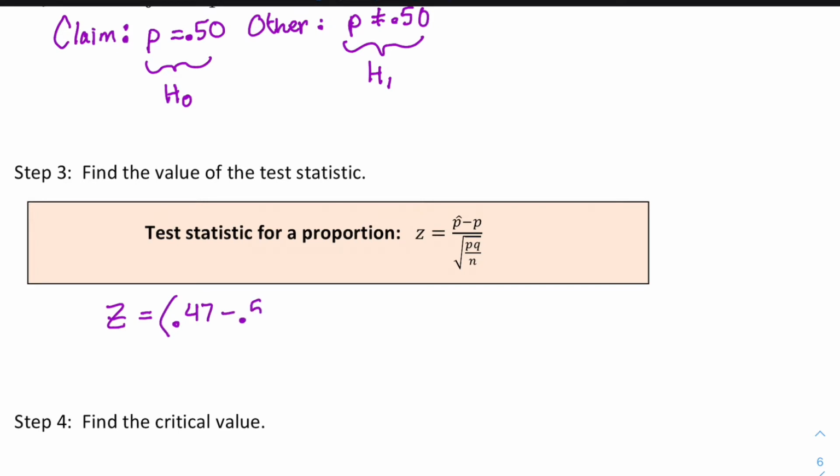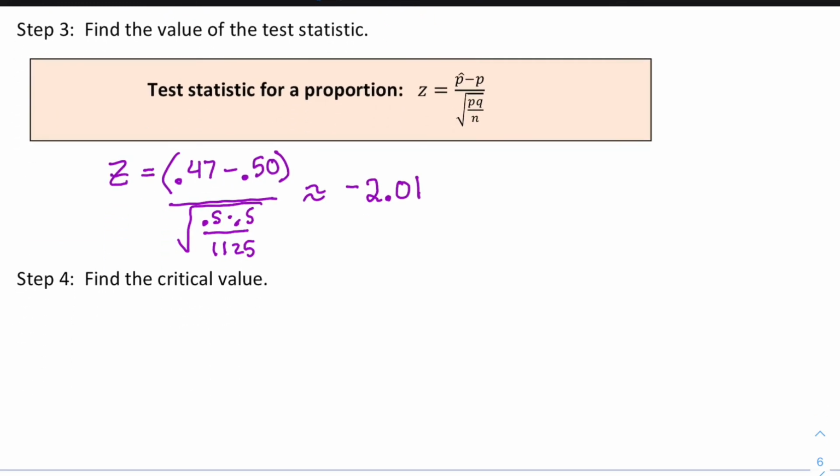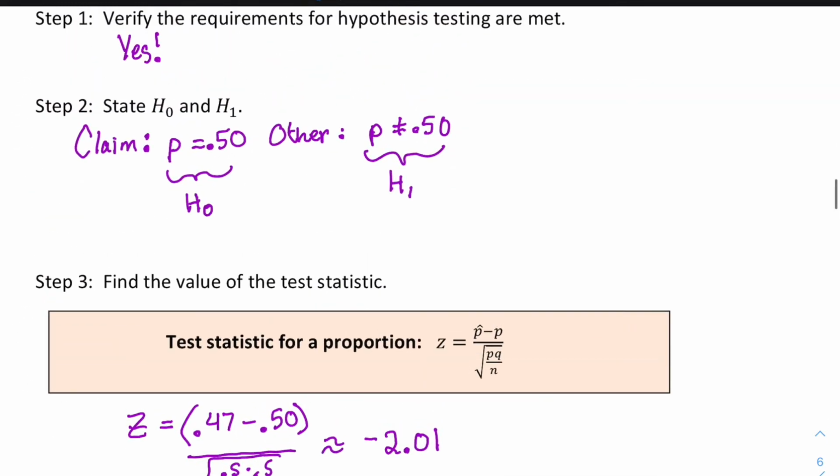We need our test statistic, so let's plug our values into our formula. We're going to have 0.47 minus 0.5 all over the square root of p, which is 0.5, which means q is as well, and then our sample size is 1,125. Be sure that you try typing this into your calculator and make sure you get negative 2.01, so that you know how to type it in correctly.